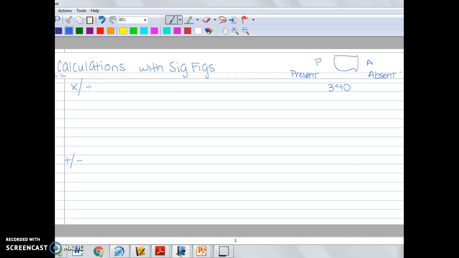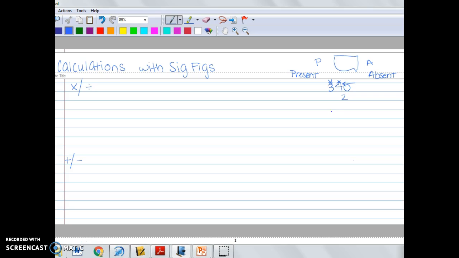And what you're going to do is start counting from the first non-zero number. So in this number we have a decimal point absent. So we're going to draw a line through the 0. We're going to start counting at the 4 because the 4 is the first non-zero number. So we have 2 numbers and then we count all the way to the end of the number. So we have 2 significant figures in this number.